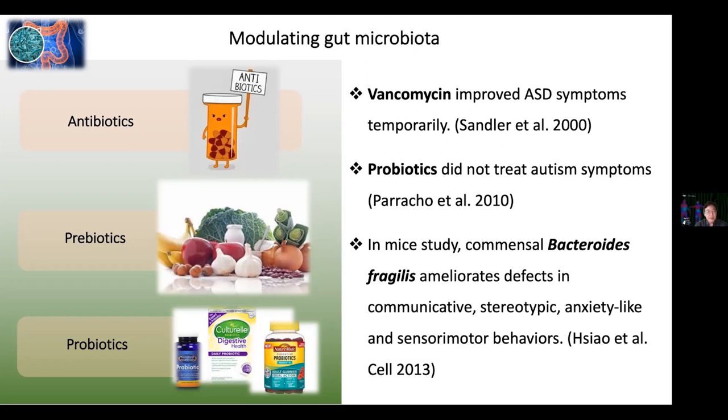And in animal studies, when Bacteroides fragilis was introduced in mice, that improved the behaviors in the mice that had autistic symptoms. Although the probiotics somehow show an improvement, it was temporary. All of them did not show improvement in humans.